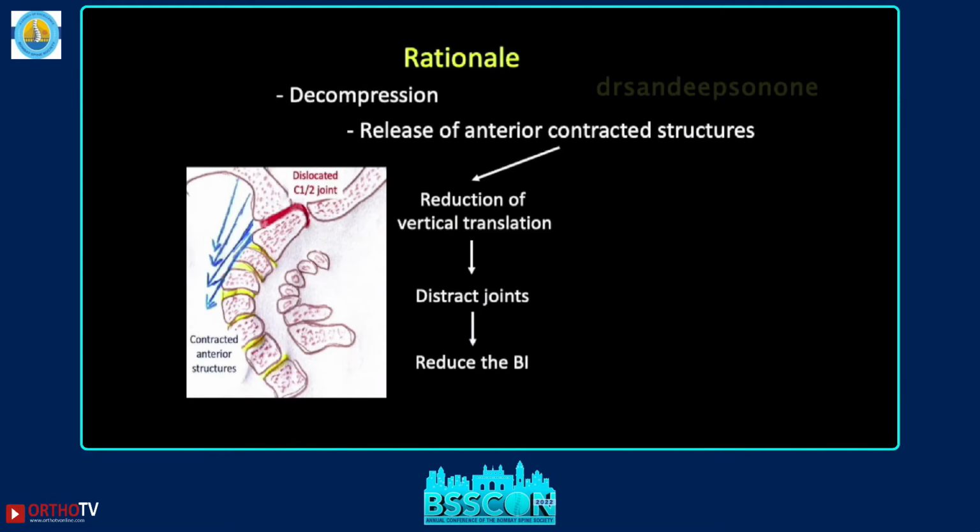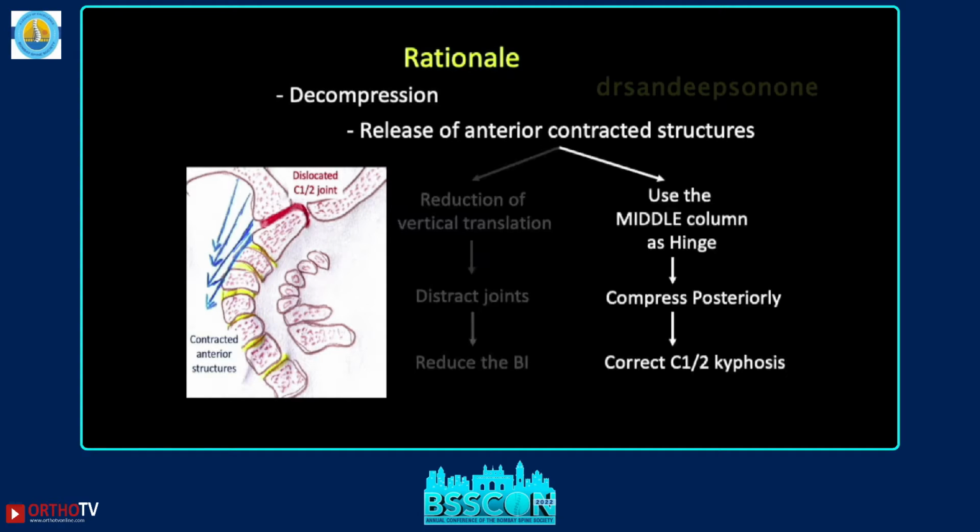Now when we are doing the decompression, we release the anterior contracted structures, which is the longus colli and the facet joint capsules, along with removal of the bony osteophytes. That causes a reduction of vertical translation. It also distracts the joint and reduces the basilar invagination, that is the tip of the odontoid into the foramen magnum.